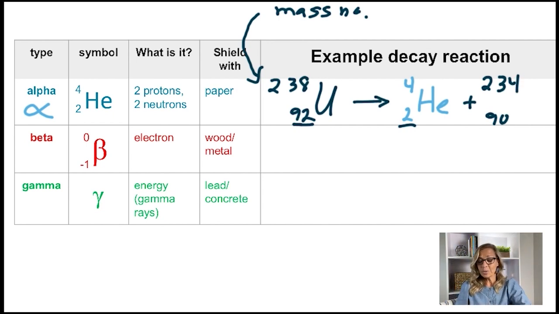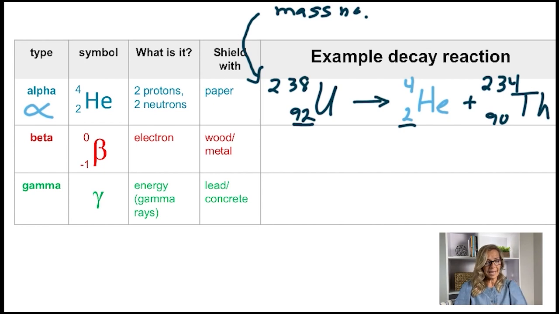Now, what we do is we take the periodic table and say, what is element number 90? Because it looks like we changed, right? We had 92 protons. Now that we have 90, we're a new element. Element number 90 is thorium, and so that became thorium. All right, that is alpha decay.